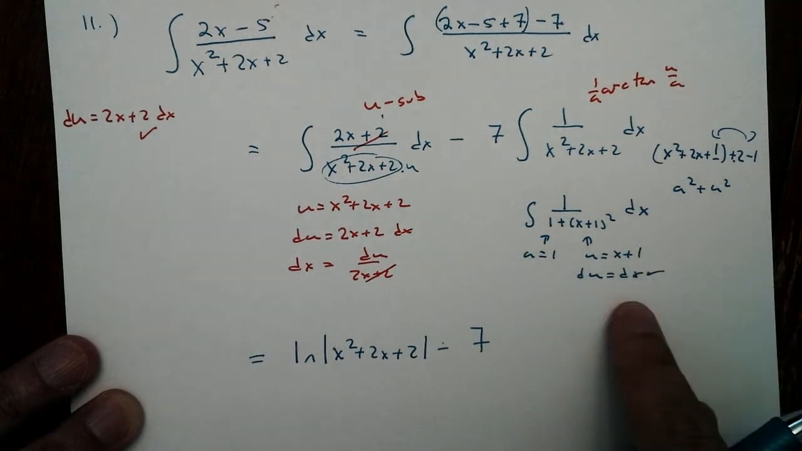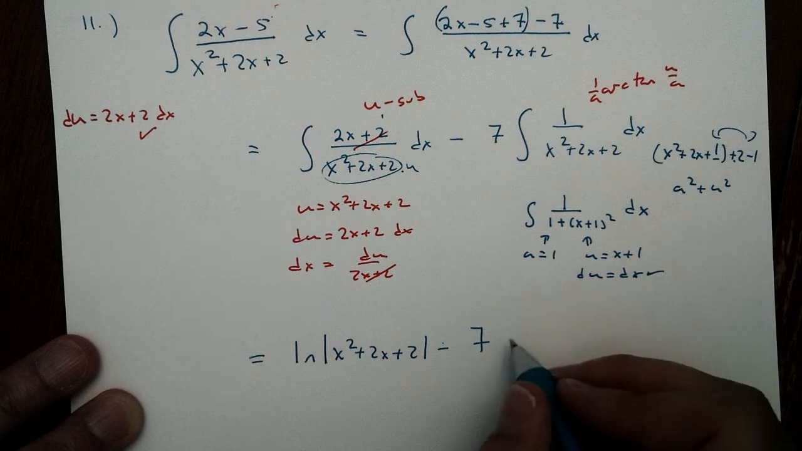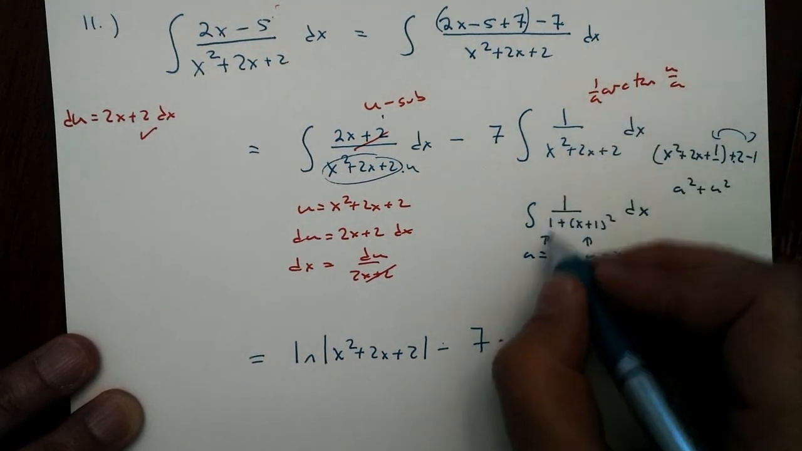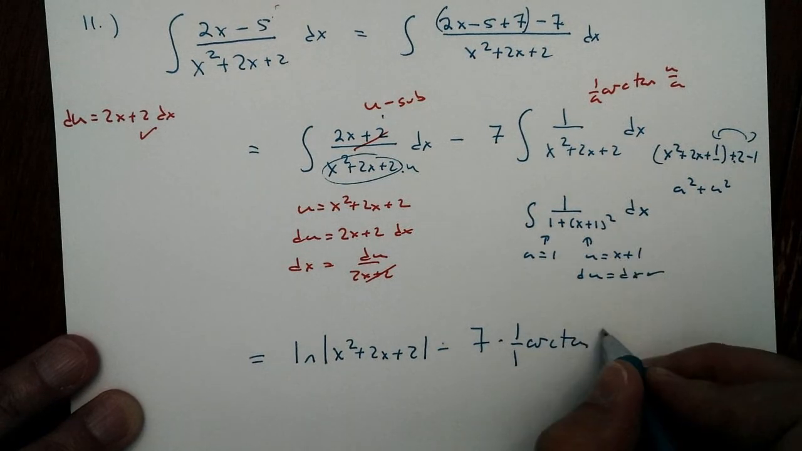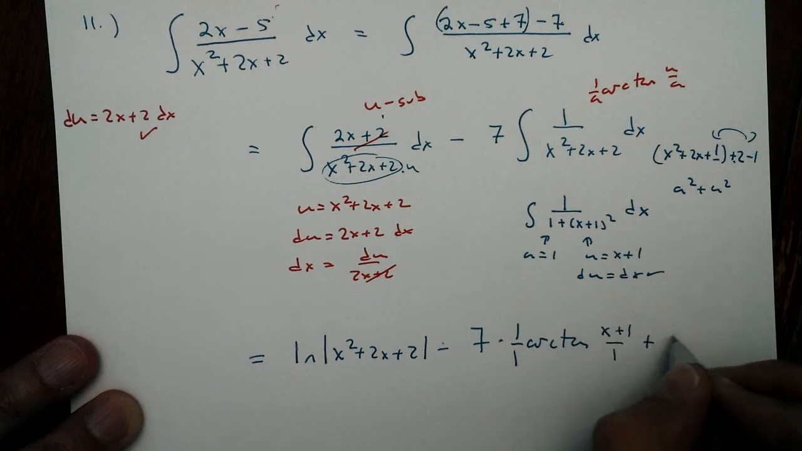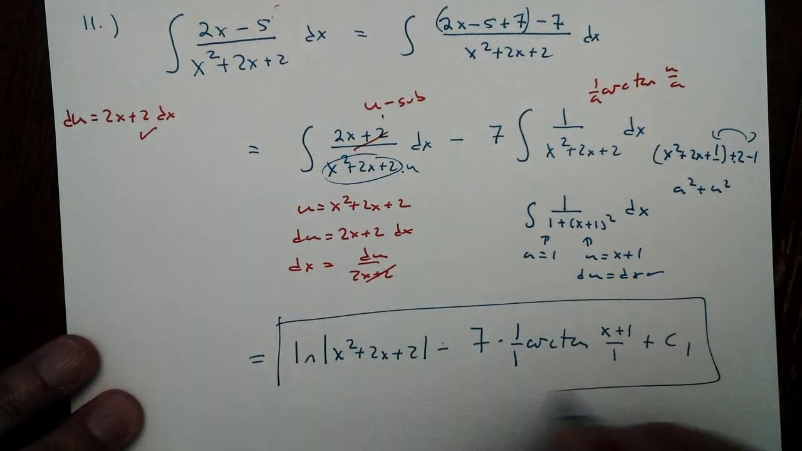So my a is 1, my u is x plus 1, so my du is just dx. Always check to make sure I don't have to divide by anything. And then I can write my answer. Arctangent, 1 over a, so it's 1 over 1, arctangent of u, which is (x plus 1) over 1, plus c1. And there's our antiderivative right there.